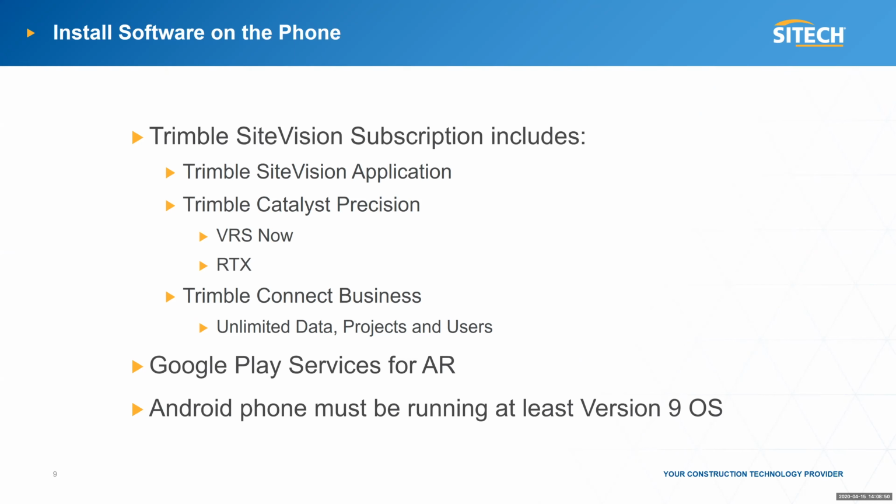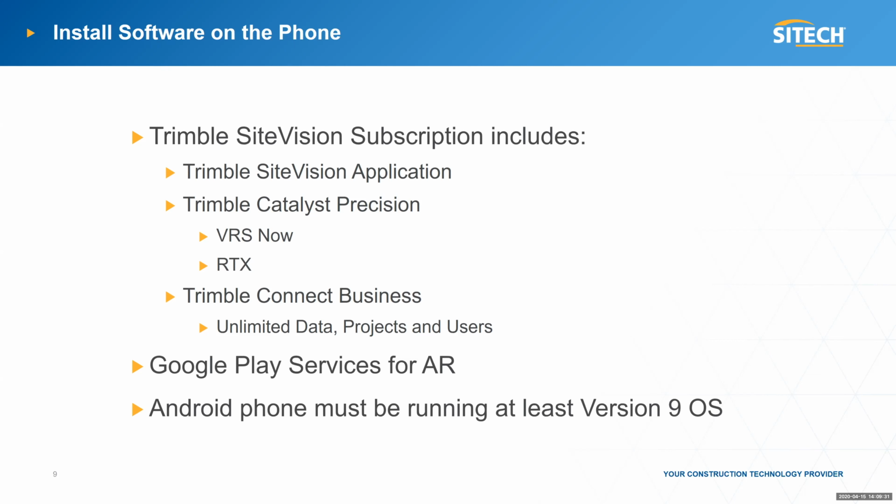Once you purchase a SiteVision subscription, you'd get the application, of course, the Trimble Catalyst Precision, which is a coordinate source for getting the corrections by connecting to VRS Now and or RTX, and it runs on your phone. And the Trimble Connect, which is the cloud platform from Trimble, where you would have to store your projects and download them from there in the application.